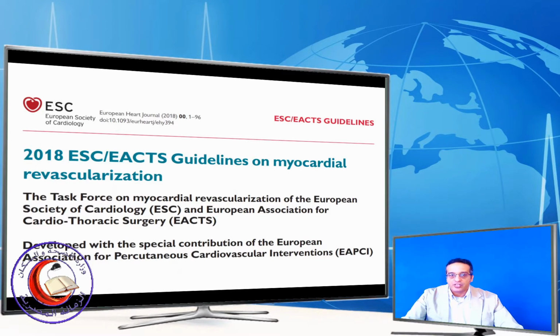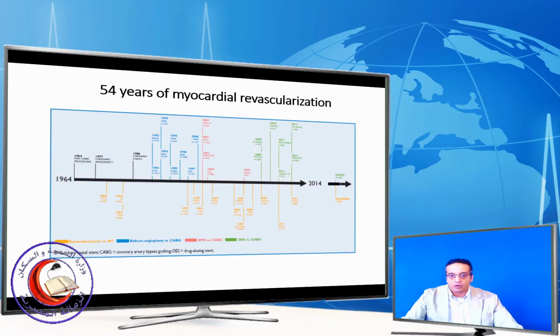And we should understand that it started in 1964 with the first CABG operation, and the first percutaneous coronary intervention was done in 77 by Andreas Gruentzig. And there have been so many improvements and also better equipment used in the years since.